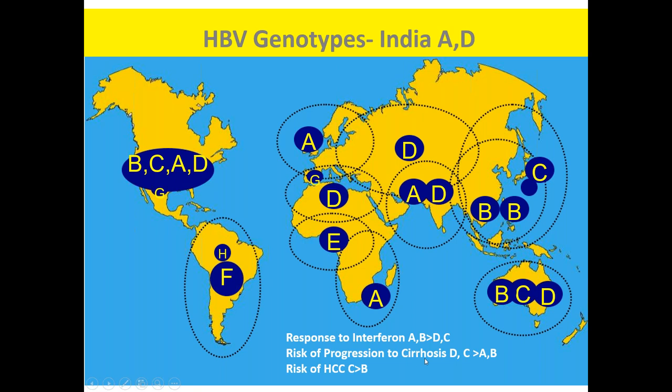Similarly, when we look at the risk of progression to cirrhosis, genotypes D and A have a lower risk of progression. Similarly, the risk of HCC is higher in genotype C as compared to B. In India, the 2 most prevalent genotypes are A and D, and they are almost equally distributed. Normally, we don't do genotyping in our routine work for hepatitis B virus. Only when we are planning interferon therapy do we do genotyping. This is because genotype D is equally prevalent to genotype A, and its response to interferon is extremely low. So if we are contemplating interferon therapy, we would like to have the genotype.